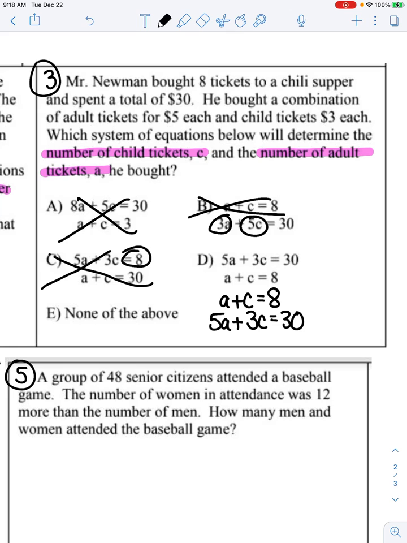But let's try D, because E, none of the above, is also a choice. So we just don't want to automatically choose D. D has 5 times A plus 3C equals 30. They match that up, and A plus C equals 8. Good. So your answer here is D.